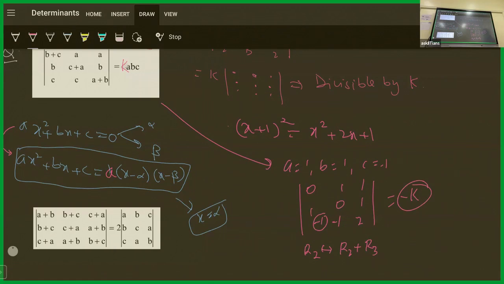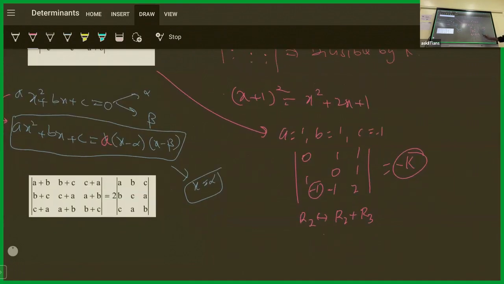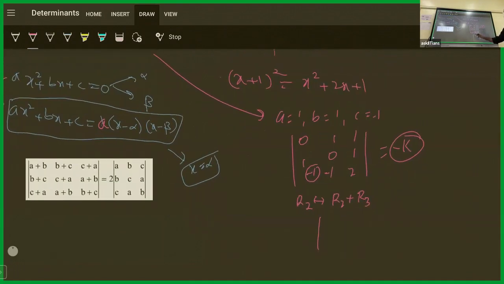How? Let's substitute here, wait, and see what happens. If you see here, we get 0, then 1 minus 1 is 0, and this will be -1. Then in the first row we are not doing anything, so 1 and 1. In the second row, 0 minus 1 will be -1. And then we get 3 here, and then -1 and 2. And this is equal to minus k, correct?